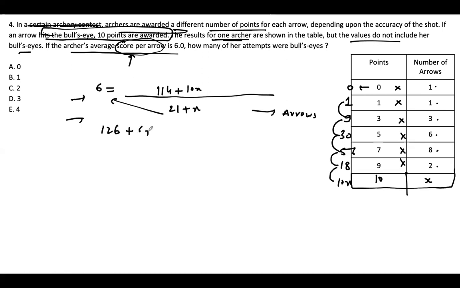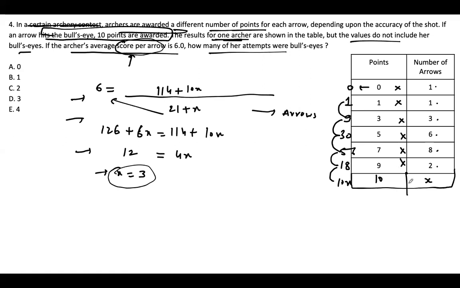So 126 plus 6x is equal to 114 plus 10x. So 10x minus 6x, 126 minus 114 is 12, so 4x equals 12. So x comes out to be 3. So how many of her attempts were bullseye? 3. Option D. Did you solve by the same way? Yeah. Good.